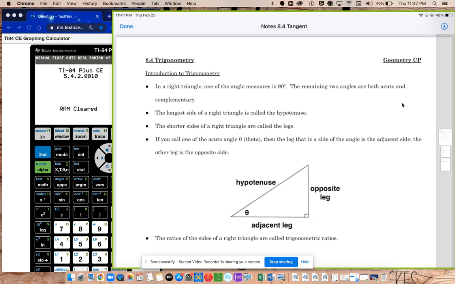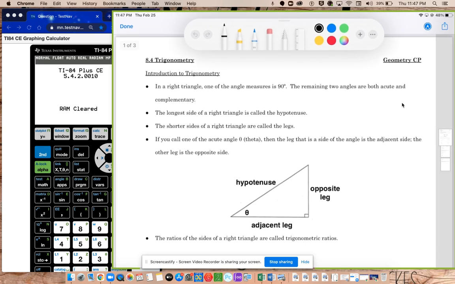If you call one of the acute angles theta, that's what that circle with a line is called, then the leg that is a side of the angle is the adjacent side, and the other side is called the opposite side. So when we say opposite, we mean it is across the triangle. It's on the other side of the triangle, whereas adjacent means next to.